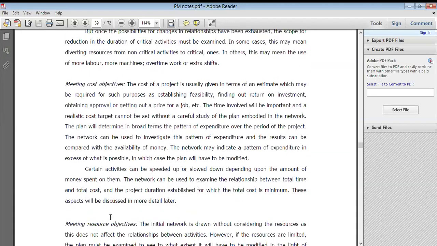Now, meeting cost objective, what is it? Do you understand what I'm saying?